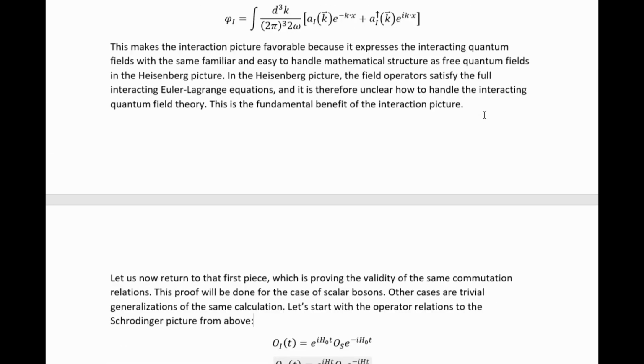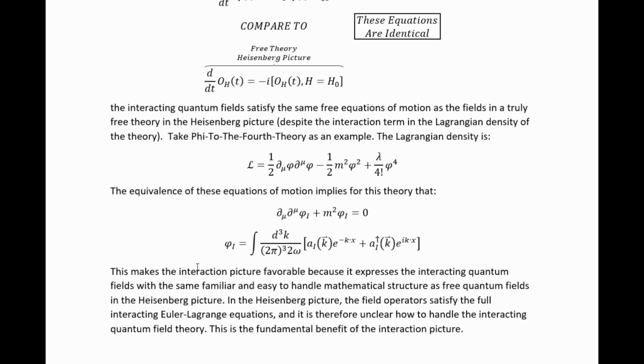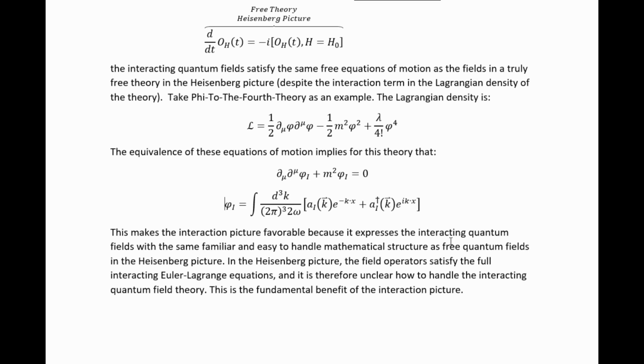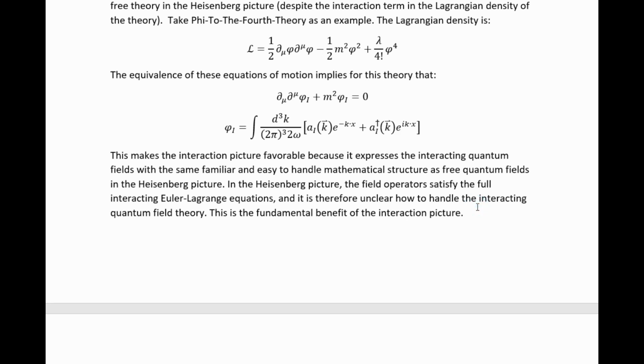What that means is the interacting quantum fields in the interaction picture not only take this form and satisfy this free equation, but they satisfy the same equal time commutation relation. So really, we are dealing with exactly the same mathematical structure as we were in the free theory in the Heisenberg picture, but with an interacting theory in the interaction picture. And that's why the interaction picture is so important.